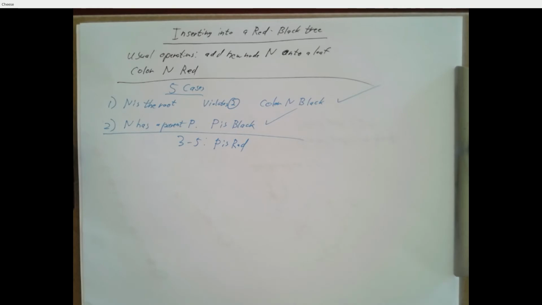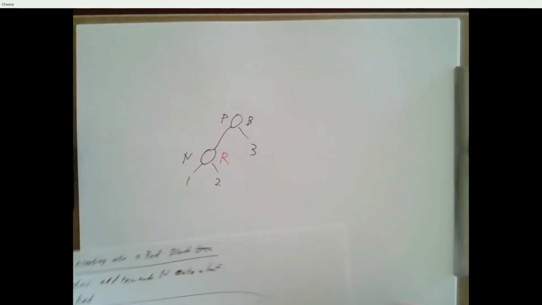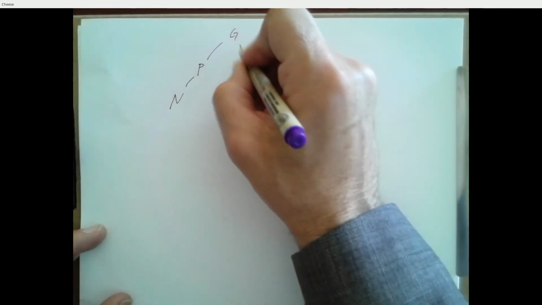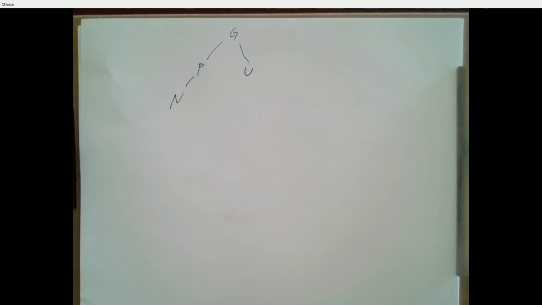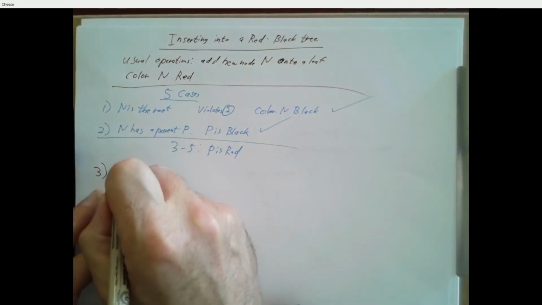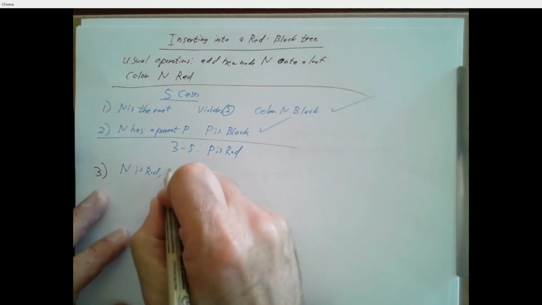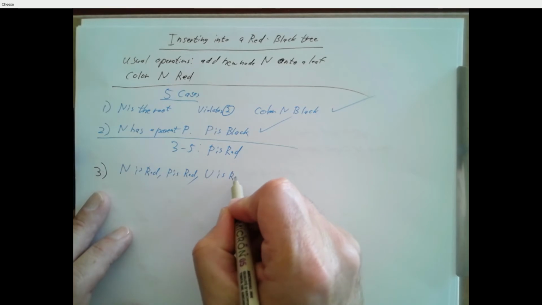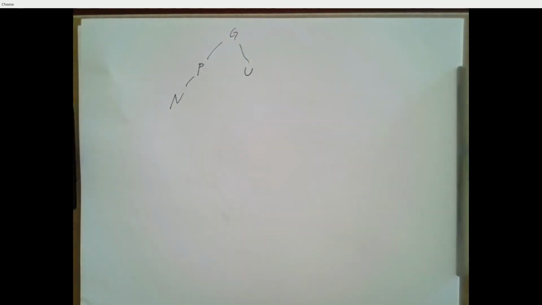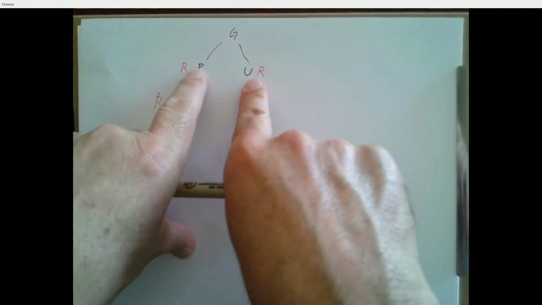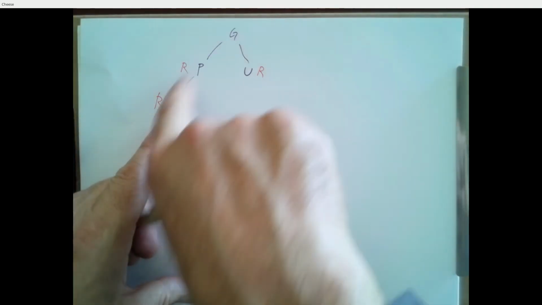So let's draw our tree. We're going to have our new node, a parent node, a grandparent node, and an uncle node. Okay, so case 3, and just to be clear, N is red, P is red, and in case 3, your uncle is also red. Not read, red. So you're red, you're red, you're red. And these were red to begin with, now we just added a new red node. So this is a problem here, right?